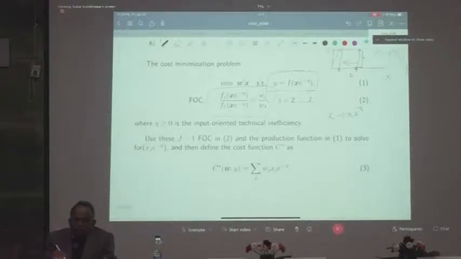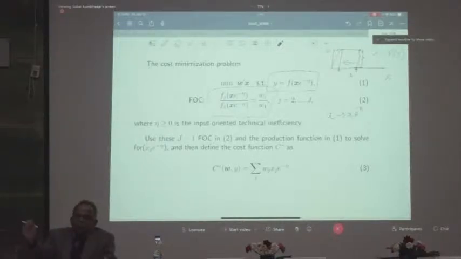So then the cost function with inefficiency is going to be defined in this way. So this is w times x times e to the power minus eta, because this is the cost of inputs adjusted for inefficiency.